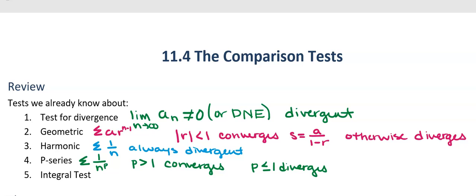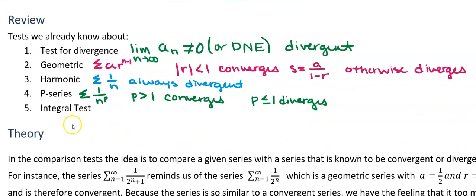Okay? And then last but not least, we have the integral test. In order for the integral test to be applied, you have to remember that your function must be continuous, positive, and decreasing. Once you know your equivalent function is continuous, positive, and decreasing, you're going to make it into an improper integral. And the idea is that if that integral converges, then the series would converge.